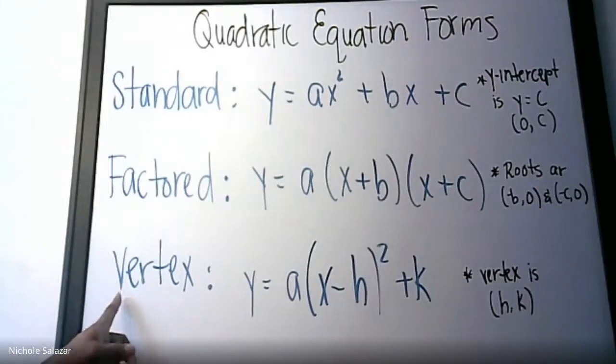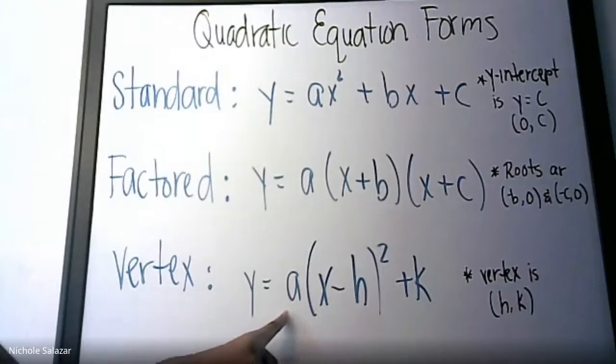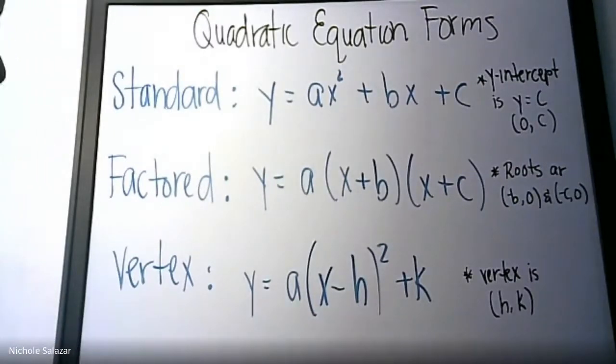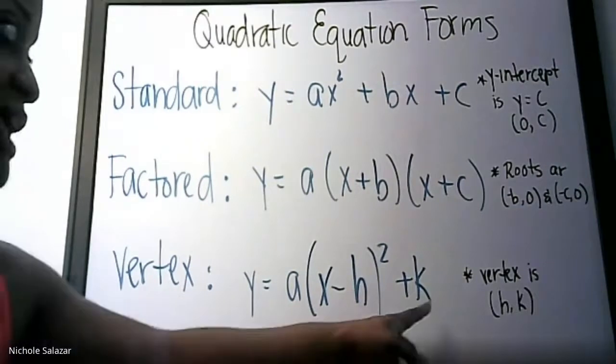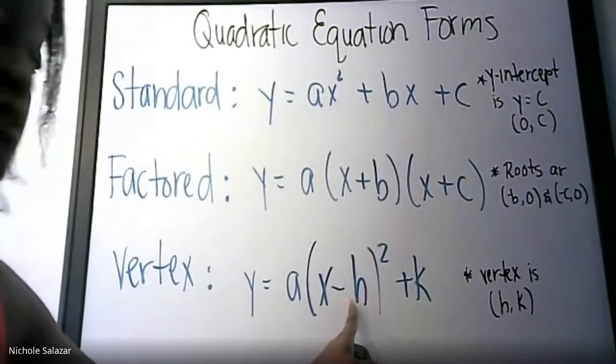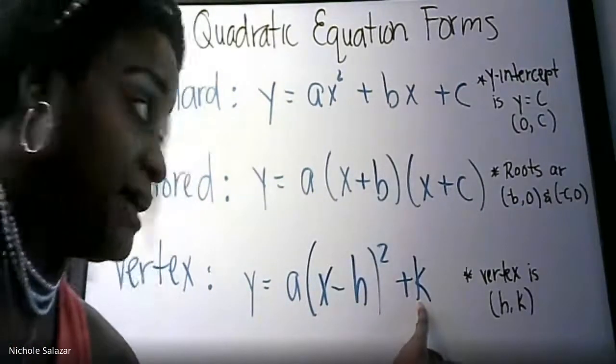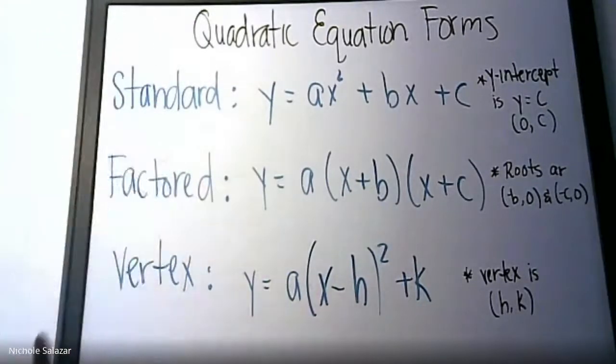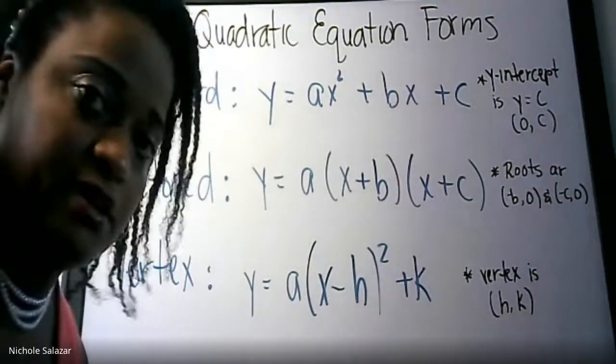And then the last form we have is the vertex form, y equals a times (x minus h) squared plus k. The vertex is found by looking at the h and the k. You take the opposite of h for your x-coordinate, and you just leave the k exactly how it is. And that's your vertex. So each one of these has a little shortcut that you can see right away. None of them are better, none of them are worse.